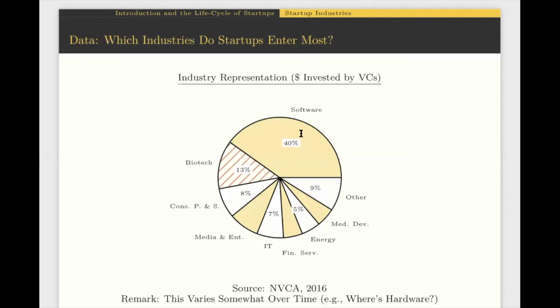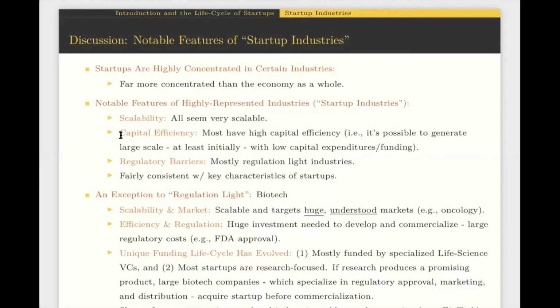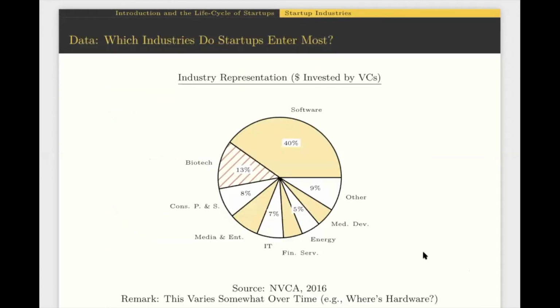startups coming from. Another thing that you need with a startup is, because startups start poor and have limited resources, you need to be entering into an industry that's relatively capital efficient, right? It needs to be possible to generate large scale, at least initially, with a relatively low amount of capital expenditures. Again, that's one of the reasons why we've seen a shift away from hardware in terms of startups relative to what we saw historically.